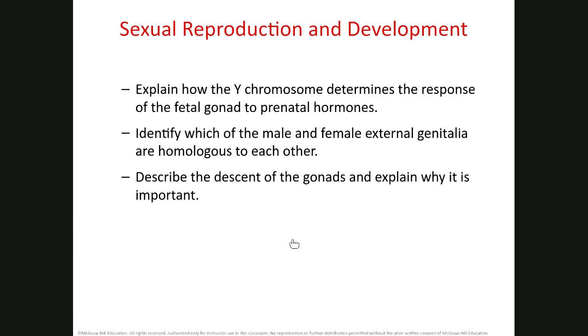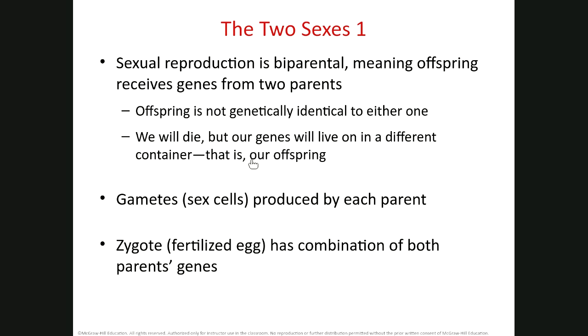The Y chromosome determines the response of the fetal gonad to prenatal hormones. And it's also true when you identify the male and female genitalia. As we go through this, you will understand that sexual reproduction is biparental. It means there's got to be a male and a female. Gametes or sex cells are produced by each parent and they share this, and then you fertilize the egg.